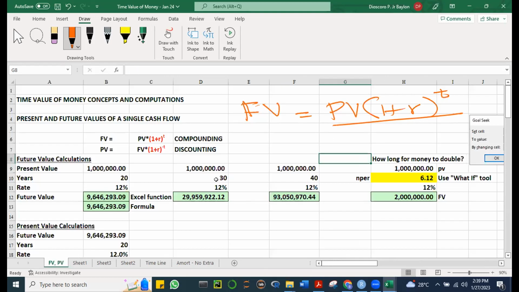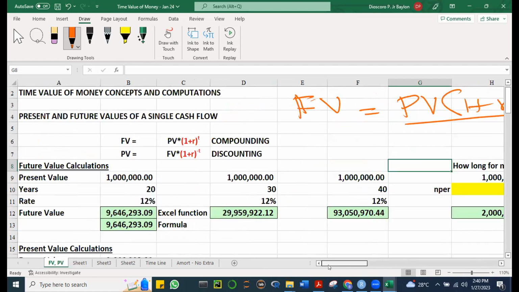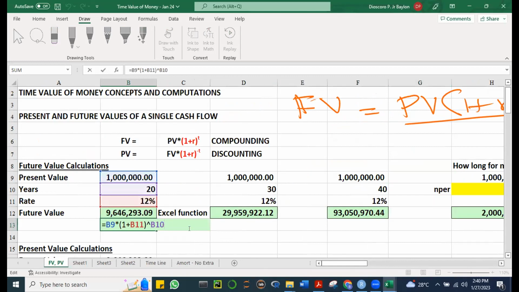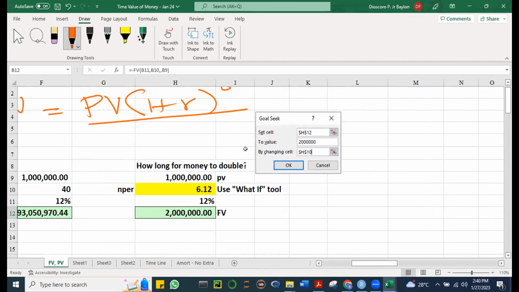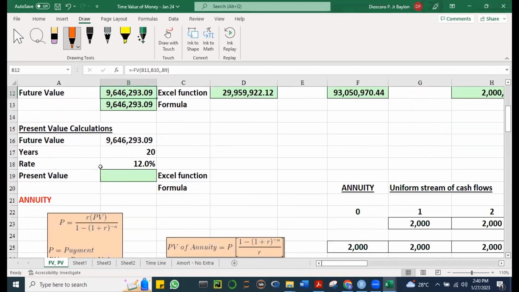Okay, so we also learned how to make use of Excel's FV function. So here we computed the future value using the FV function. And we also learned to use the goal seek in determining, in this case, how long our money will double, given certain parameters. Okay, so let's now, on the other hand, go to the present value calculations. So we'll just do the reverse.